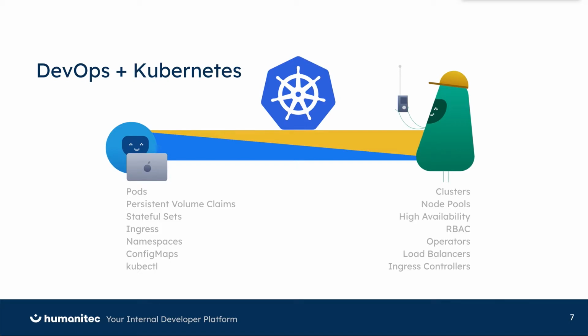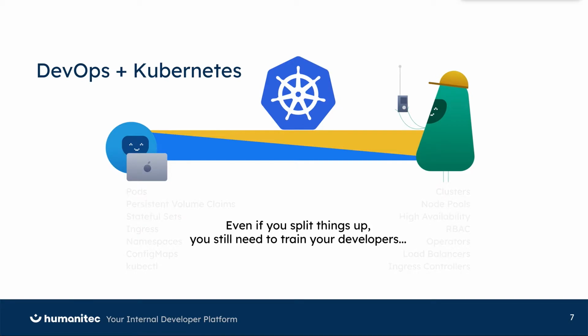Now, of course, the operations team have a whole load of things which they're managing anyway, things like clusters, node pools. They're worrying about things like high availability. Maybe they're concerned about access into their clusters. But as you can see, even if we try and split things up, there's still a lot of stuff. And the underlying point is that you still need to train your developers in order to get them to understand what's going on in Kubernetes.